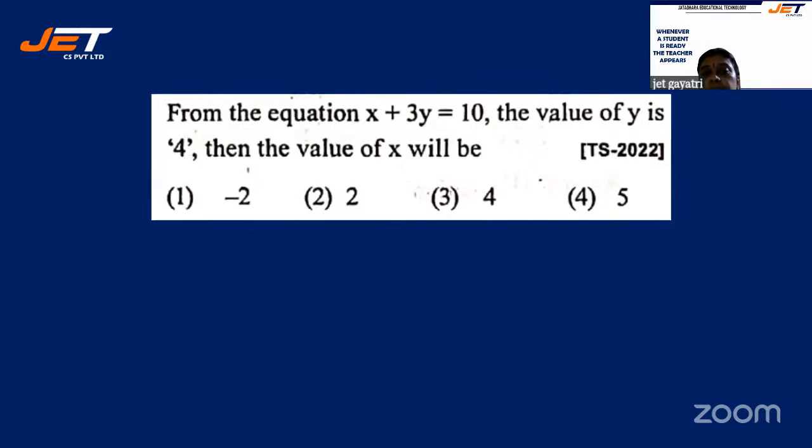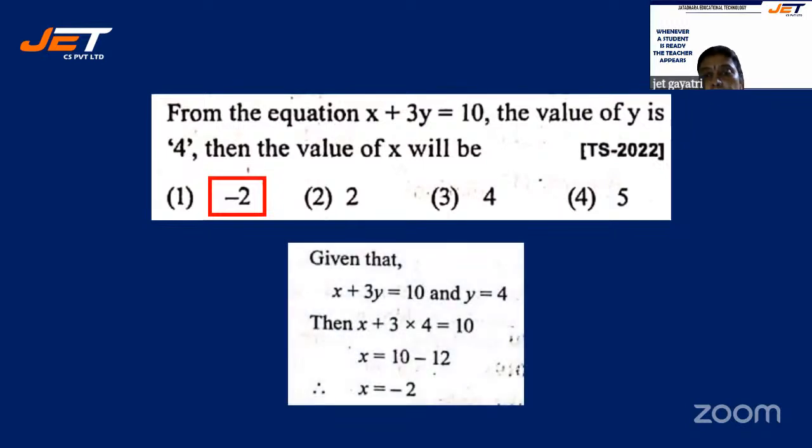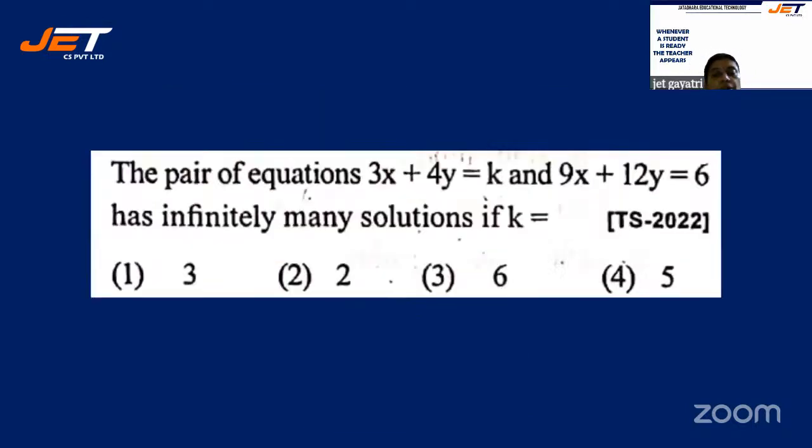From the equation x plus 3y is equal to 10, the value of y is 4. Then the value of x will be dash. So value of y is 4 means what? x plus 12 is equal to 10. x is equal to 10 minus 12, which is minus 2. Isn't it? That's why your option 1 is correct. All right, you just have to put the value of y as 4. So in an equation, if you have only one unknown variable, you can get the value. The solution is unique, isn't it? All right, see the next question.